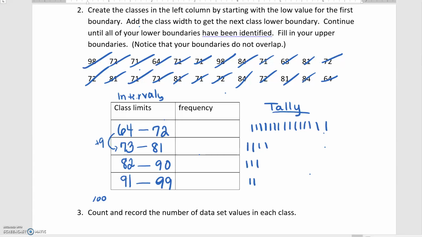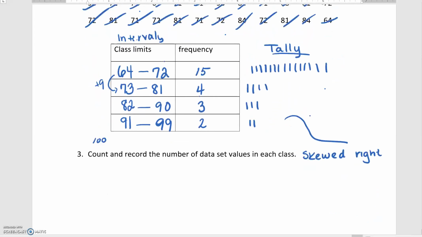So if we count up our tally marks, here we have 15, here we have 4, here we have 3, and here we have 2. And so this puts all of our data values in nice categories, and we can see that the most frequent is up at our lower levels, our lower scores on these tests, and then it continues to go down. So we're starting high and going down, and this shape is actually called skewed right, which we'll learn a little bit later, because the tail going down is to the right. So that's our frequency table.